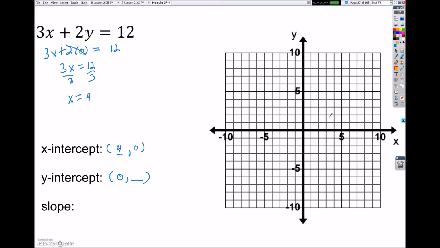So my first intercept is my x-intercept, which is (4, 0). So I'm just going to plot it right here on my graph. Now the second one, I'm going to solve it again. I'm going to do it in red. I'm going to do it to the right over here.